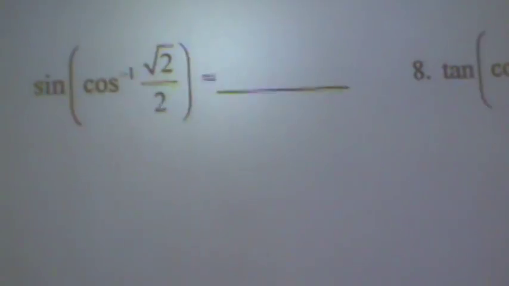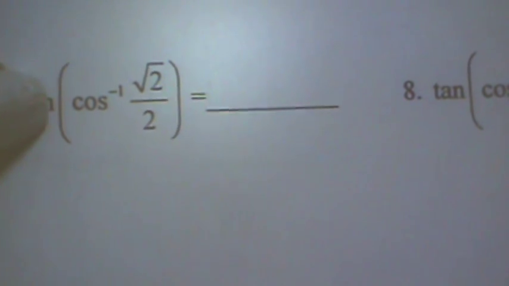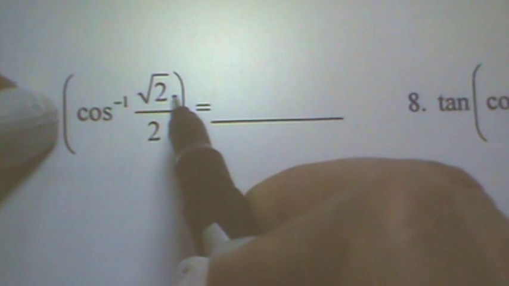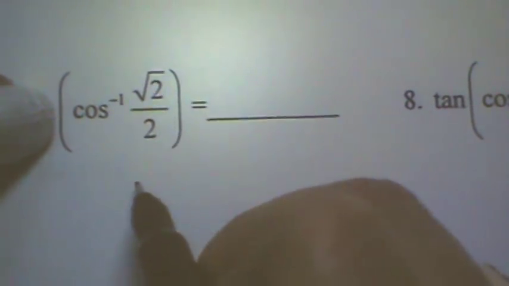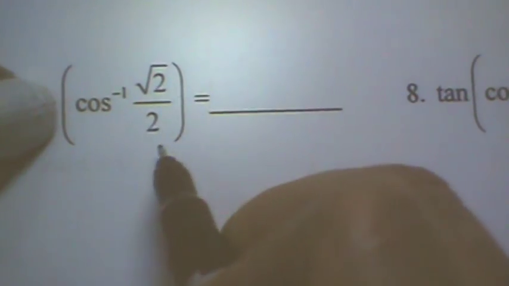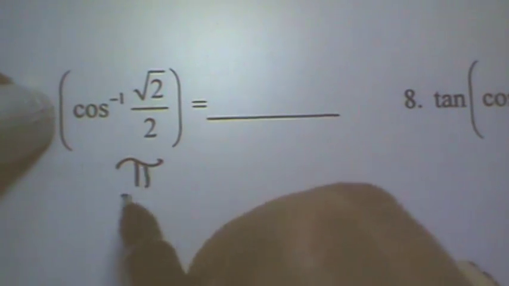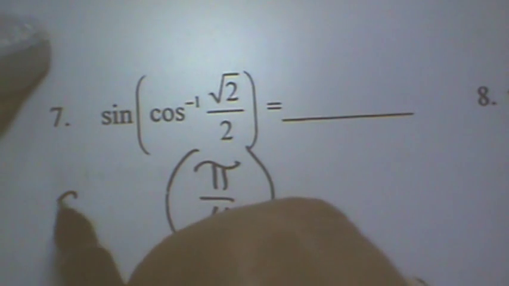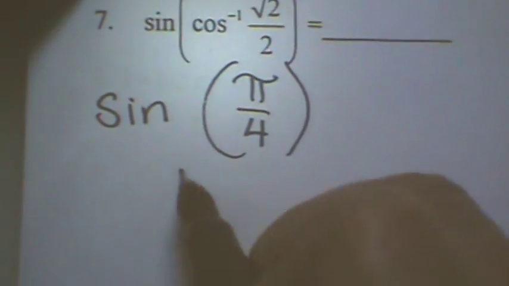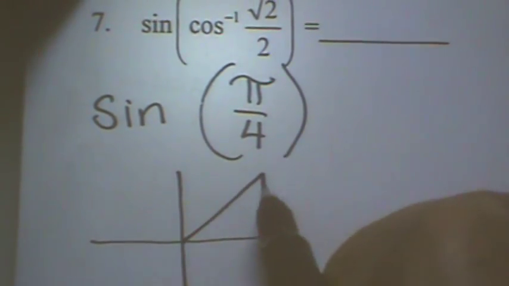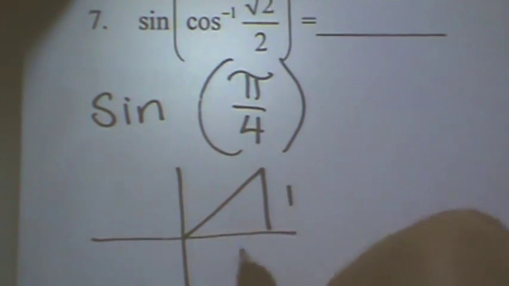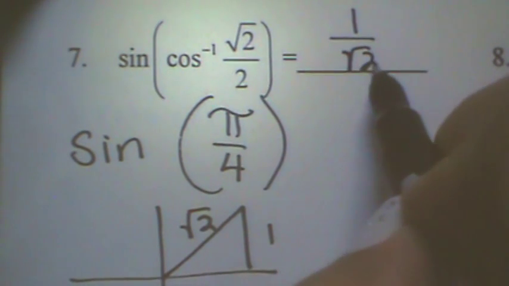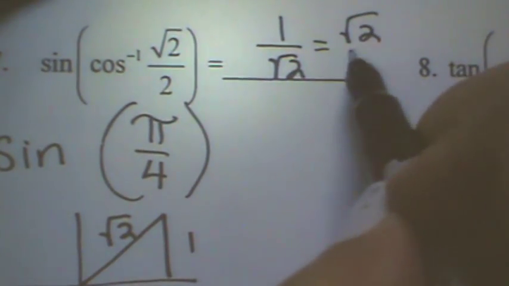Next one. What angle are you, whose side opposite or adjacent over hypotenuse is this, 1 over root 2? This is a 45. So now I want to know, what is the sine of 45? If you have a 45, look at your triangle. This would be 1, 1, root 2. So 1 over root 2, better yet, root 2 over 2.